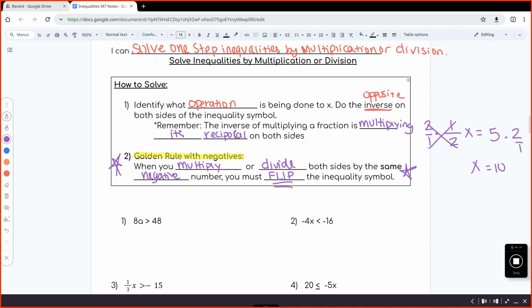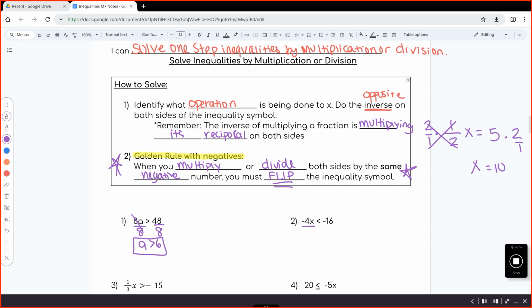Here we have 8a is greater than 48. We're going to treat this like we do any equation by finding what's being done to a. A is being multiplied by 8, and we're going to do the opposite, which is divide both sides by 8. Now we have a is greater than 6. Done.